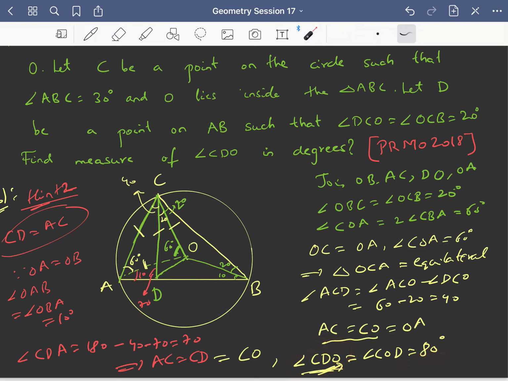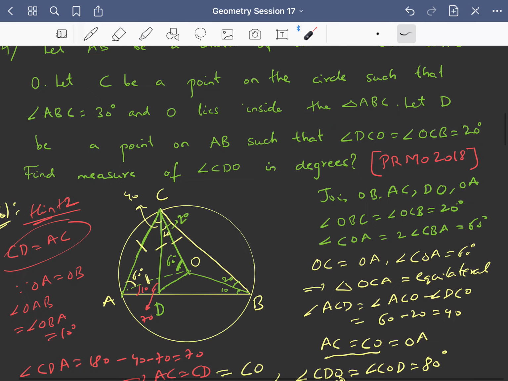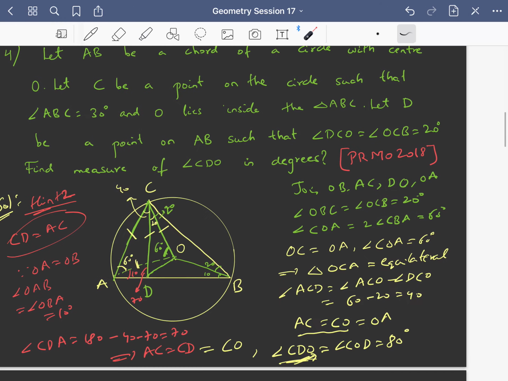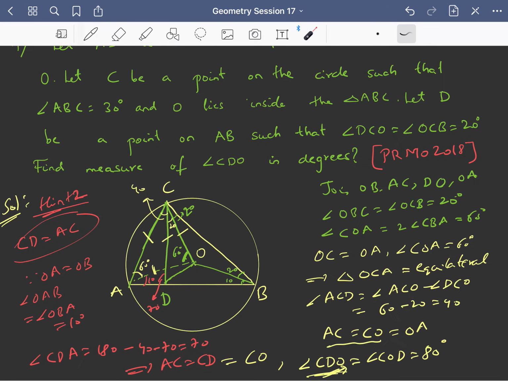Fine. So I mean, it's just pure angle chasing. Okay. We have proved that this triangle is equilateral, and then we have proved that this triangle is isosceles. So finally we were able to prove that CD is equal to CO, and then we got angle CDO as 80 degrees. So just copy this solution and then we'll move to the next problem. Okay, so pause the video and copy the solution and then let us move to the next problem.